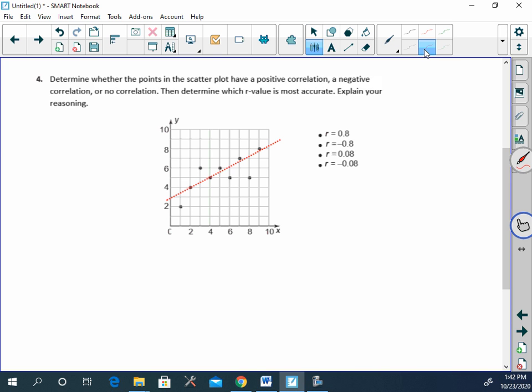But you can see here that this line has a positive slope, meaning it's a positive correlation. So I'm going to cross off the negative ones here. And it says to say whether it has a positive, negative, or no correlation. So there's a positive correlation.